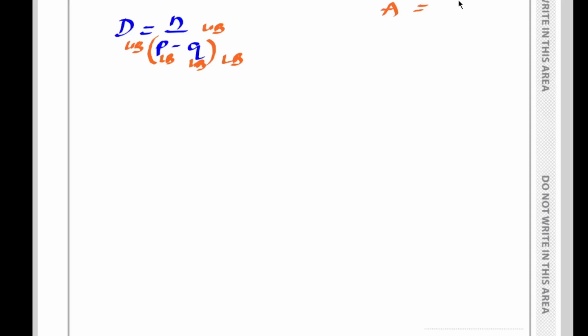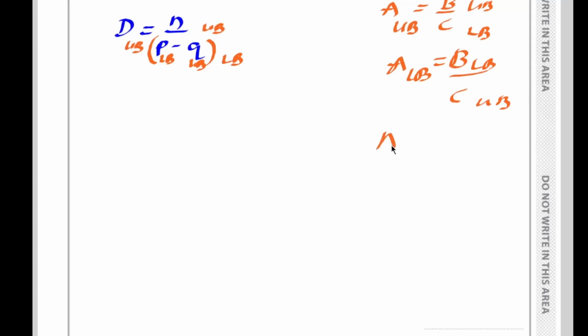Let's say there is a division B over C. If you want to get upper bound, the numerator is upper bound, the denominator is lower bound. If you want to get lower bound, the numerator is lower bound, the denominator is upper bound. So you have to start off with whatever you've been asked, and individually apply. If it is a subtraction, let's say A equals B minus C, it is also the same way.